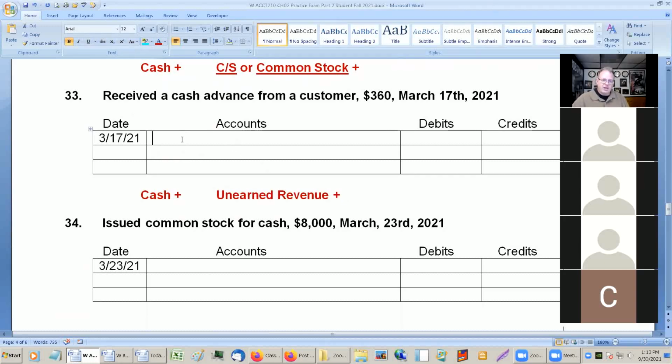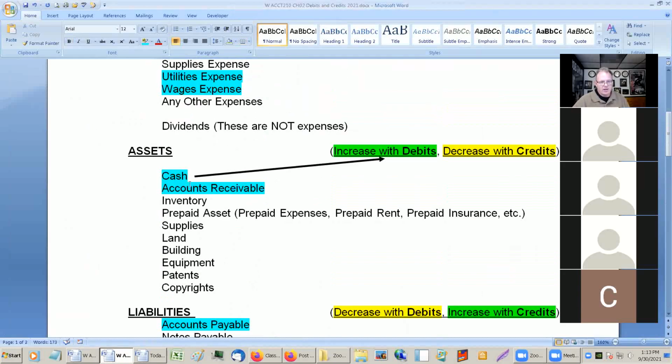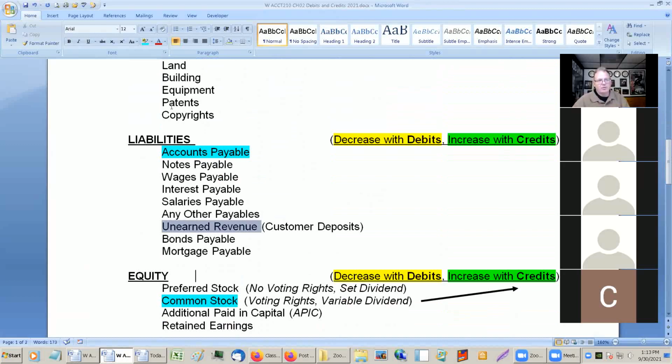Yeah, so cash is going up. And by the way, if you take these in, cash going up, debit, you know what the other side is. But come down here, we'll do it there. Revenue going up.